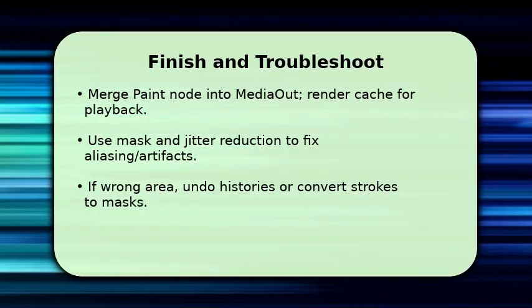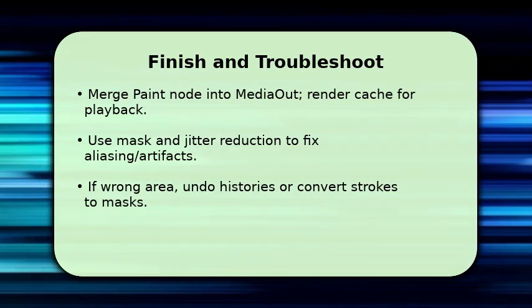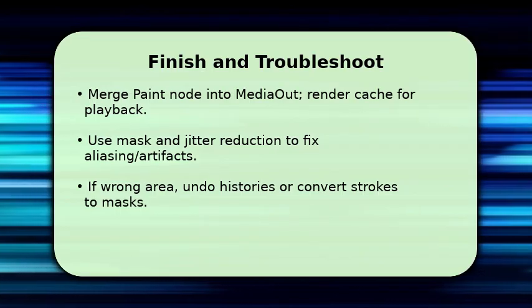This smooths transitions. If strokes land on the wrong area, use the paint node's undo history or convert the stroke to a mask and reposition it. These steps let you correct mistakes without redoing the entire paintwork.